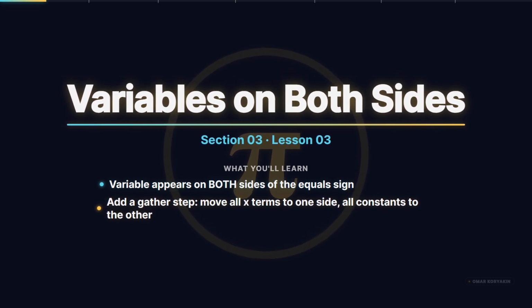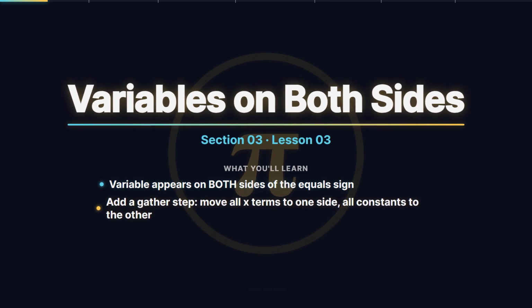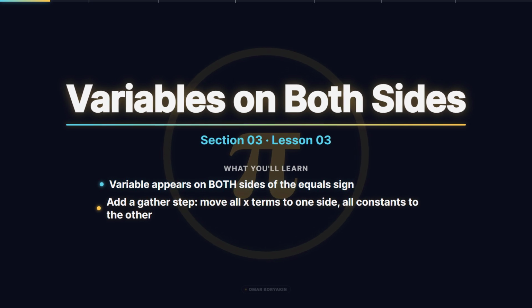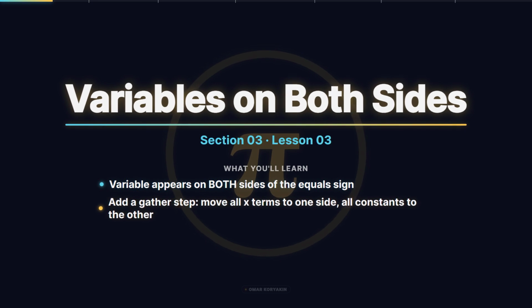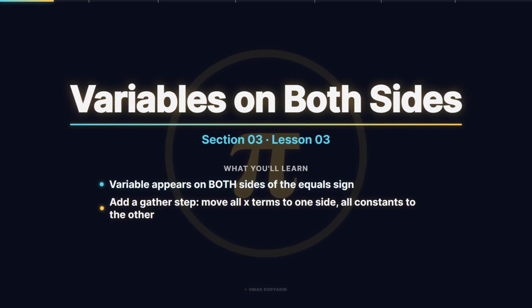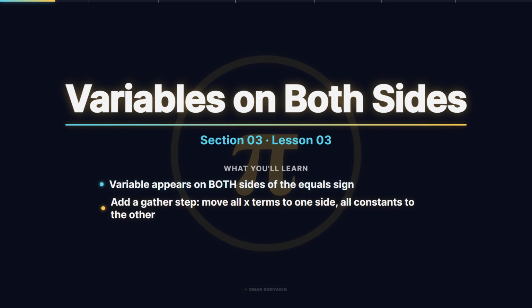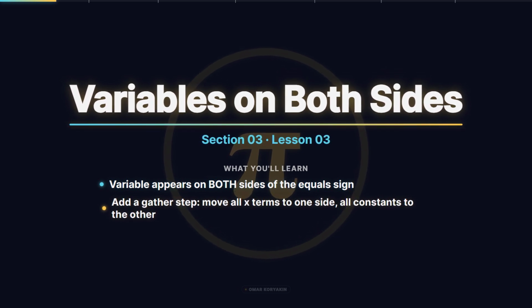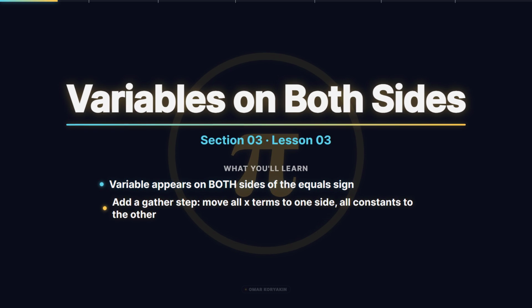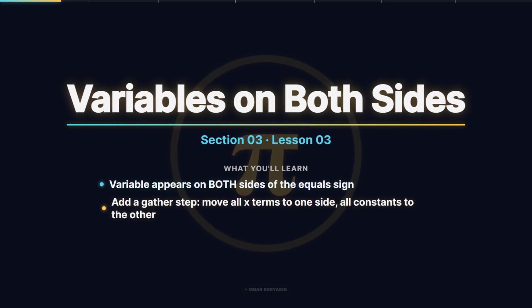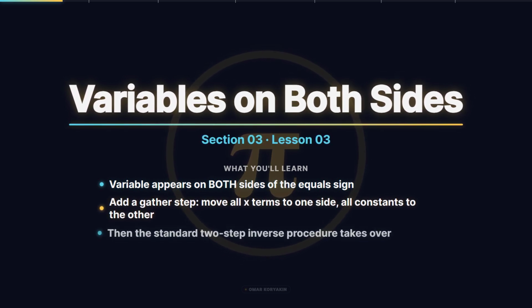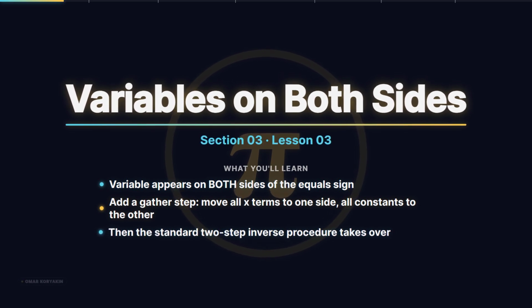Second idea, the new step is the gather step. Use the balance principle to move all the variable terms onto one side of the equation and all the constant terms onto the other side. Concretely, you subtract the smaller variable term from both sides to eliminate it from one side, and you add or subtract any constant from both sides to push it to the other side. After the gather step, the equation has the form one combined variable term equals one combined constant term, which is the one-step or two-step form we already know how to solve.